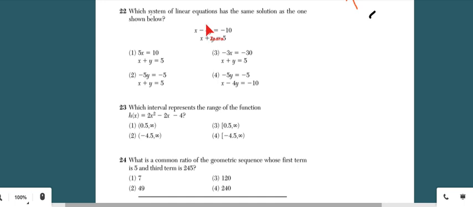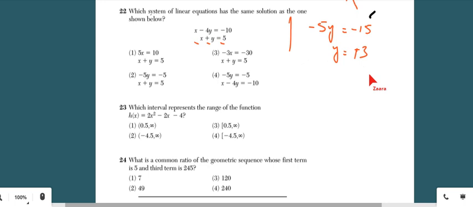Exactly. Now let's find out the solution. If I just subtract them, I can cancel out x, so I will get negative 5y equals negative 15. So y will become equal to negative 3. Okay, y becomes negative 3. Sorry, y will become equal to positive 3, not negative 3.